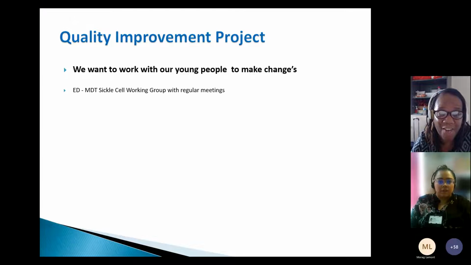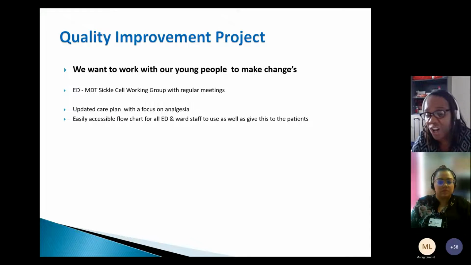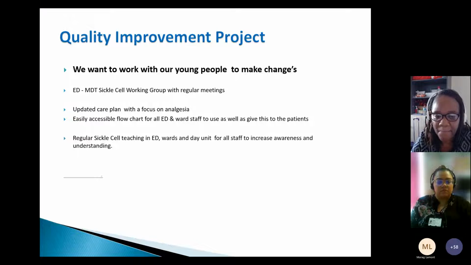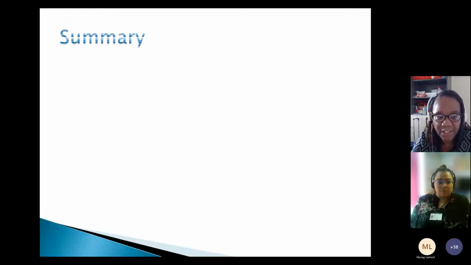I think it's important to have quality improvement projects. We want to work with young people. We want to make changes and improve, and by doing that, we have to work together as a team. A lot of the issues, as you're all aware, are in the ED, the accident and emergency department, and on the ward. So if we put a steering group together, that's a way to improve. And again, it's just regular teaching. I'm also going to emphasize focus groups and patient surveys, which are very important, because this is how we get the idea of making improvements in our service.